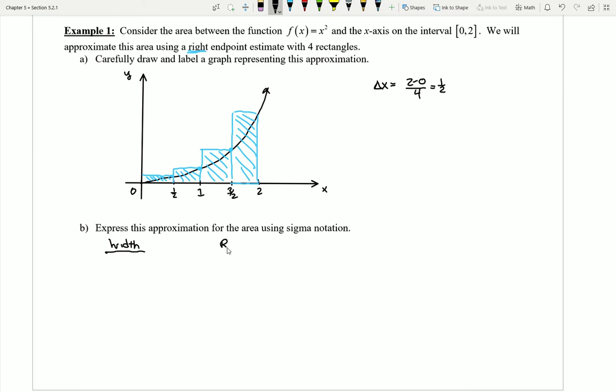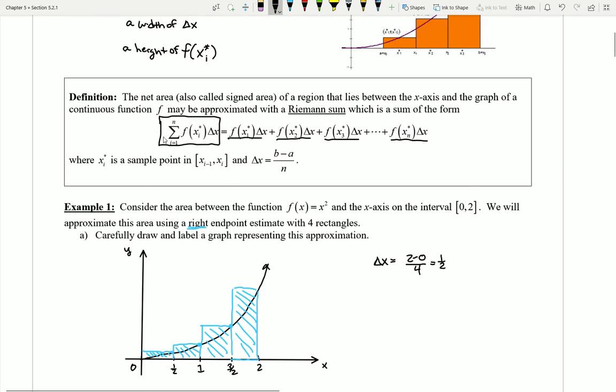We're going to need to understand a general formula that we would use to find the right endpoints for our rectangles, right? We need to know what points we're plugging into our function in order to finally determine the heights of our rectangles. So let's take a look at each one of these and then see how we can compile them all together to fill in this formula here.